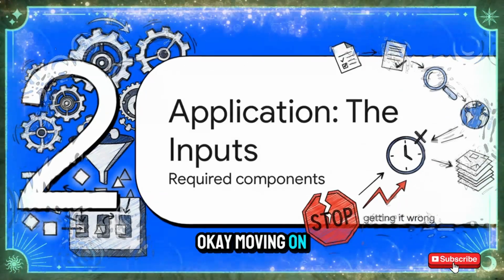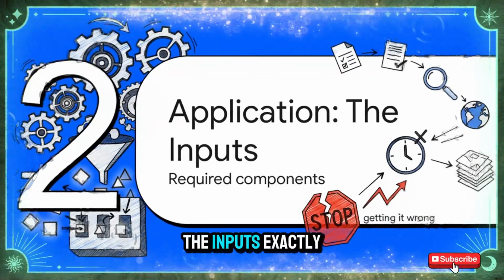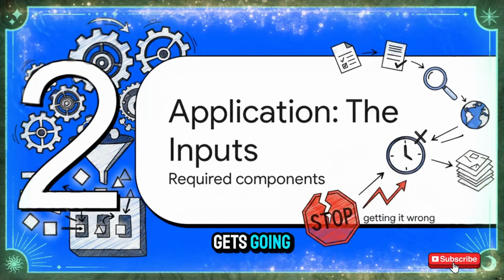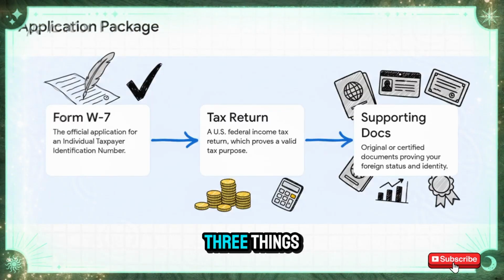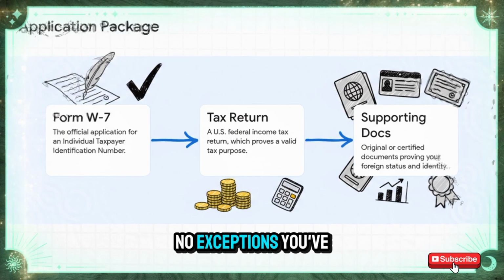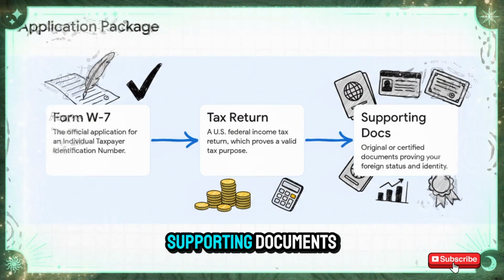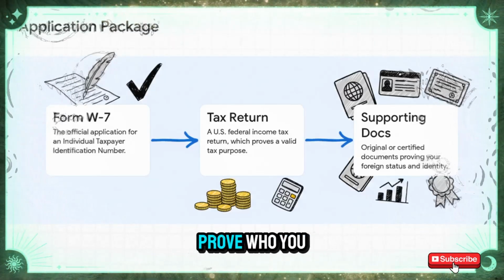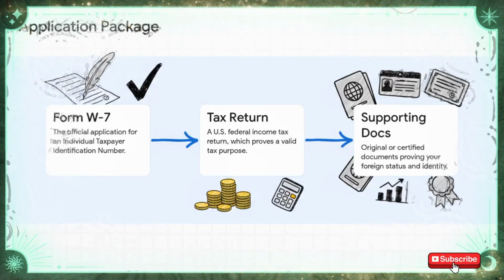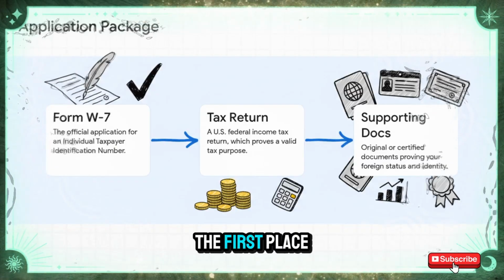Okay, moving on. Like any machine, this one needs the right fuel to run. You gotta get the inputs exactly right, or the whole thing just shuts down before it even gets going. So, there are 3 things you absolutely have to feed into the machine, no exceptions. You've got your Form W-7, that's the application. You've got your supporting documents, think passport, to prove who you are, and then you have the tax return itself.